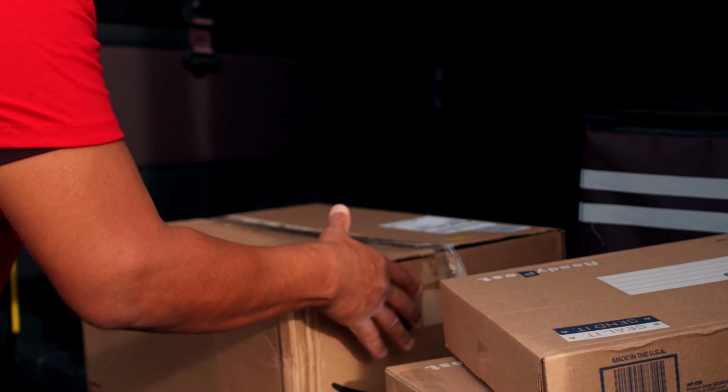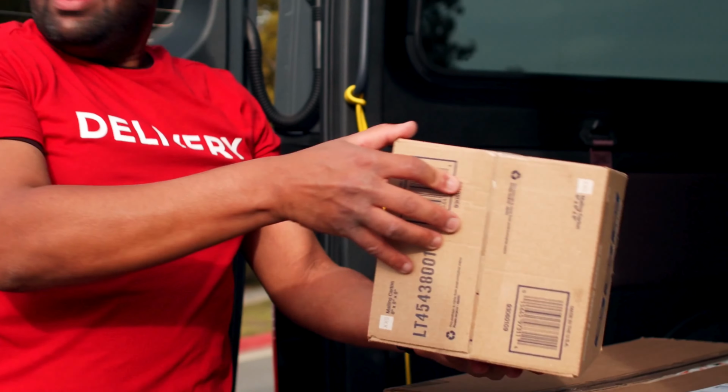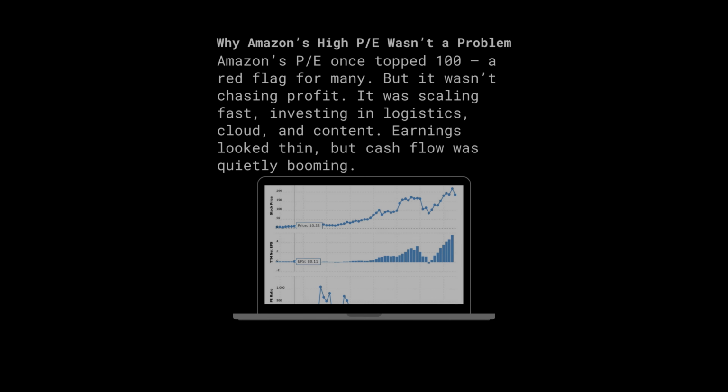Extended growth price example, Amazon in 2014. Let's dig deeper into Amazon back in 2014. The PE ratio was over 100. For most investors, that's an instant red flag. But here's what many miss.